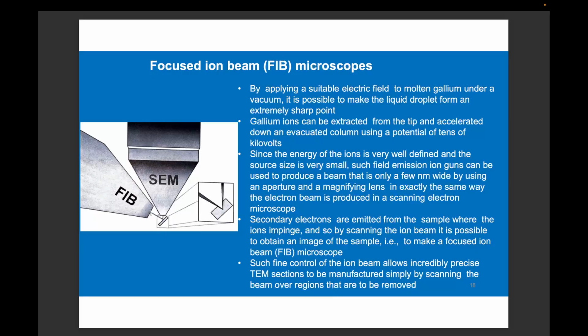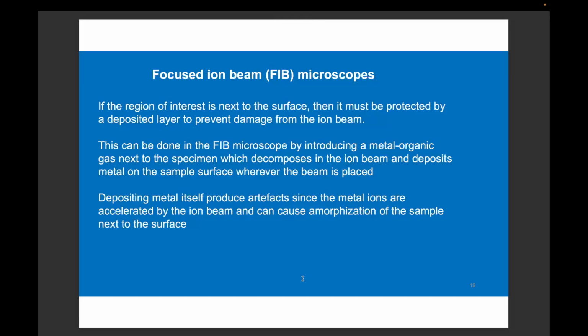And we view this removal process by using the SEM, the scanning electron microscope, which is associated with the FIB, focused ion beam. And this fine control of the ion allows incredibly precise TEM sections. Okay, so that is why using this FIB method, we are able to get very uniform specimen. So we can minimize the contrast mechanism that comes from the thickness contrast. Okay, and yes, these are the focused ion beam.